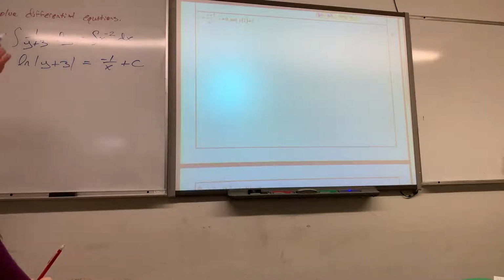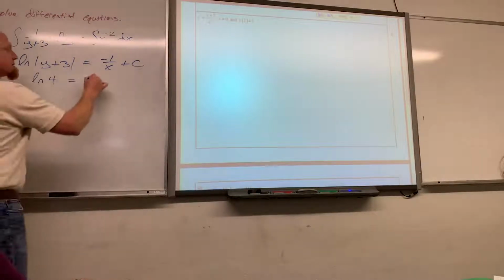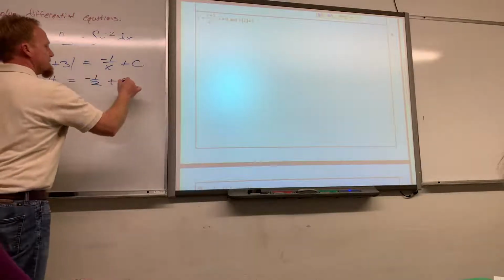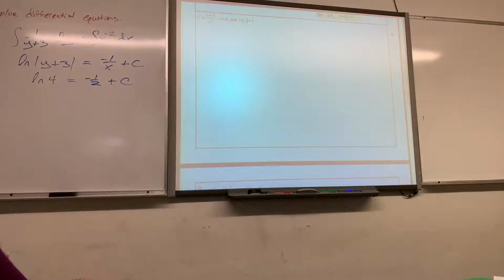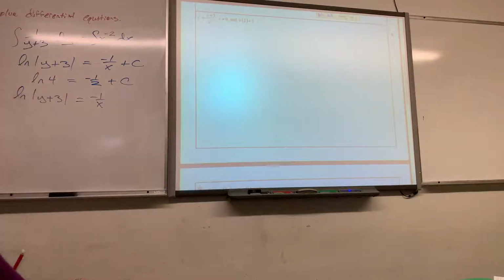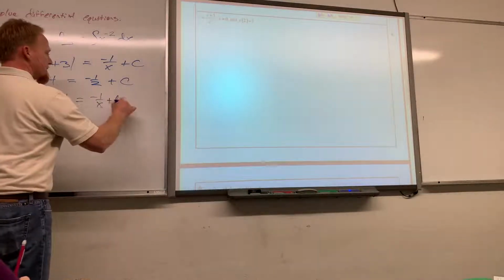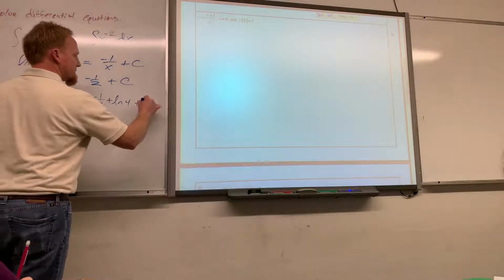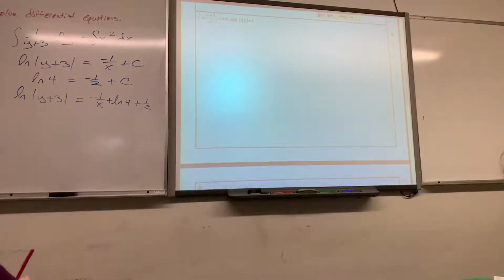Plug in, so I plug in 1 for y, gives me a natural log of 4. I plug in 2 for x, so that's -1/2 plus c. So that means c is equal to what? Natural log of 4 and then plus 1/2.